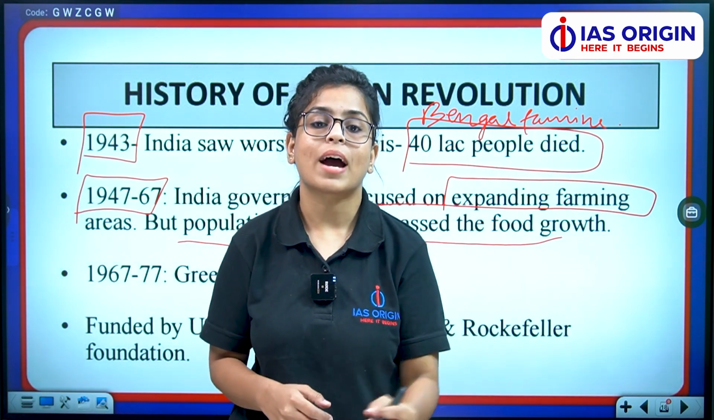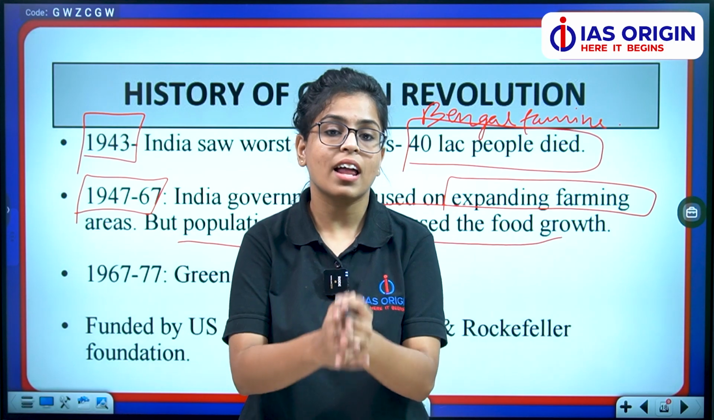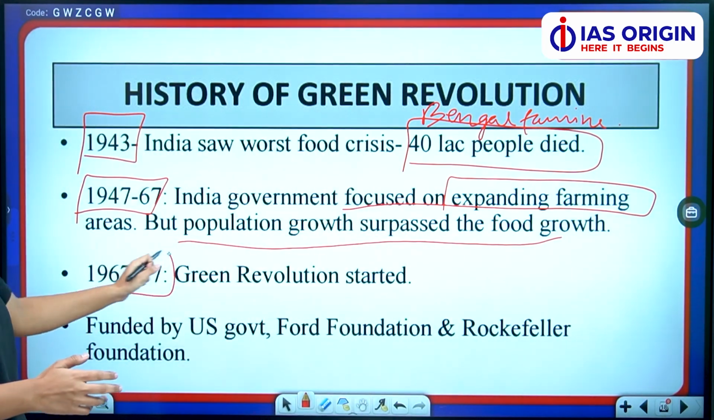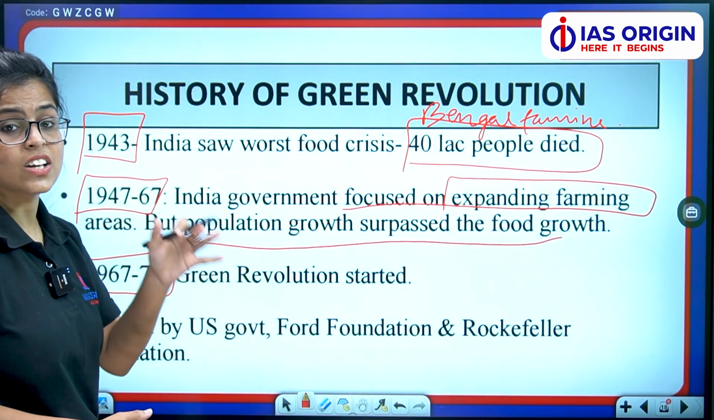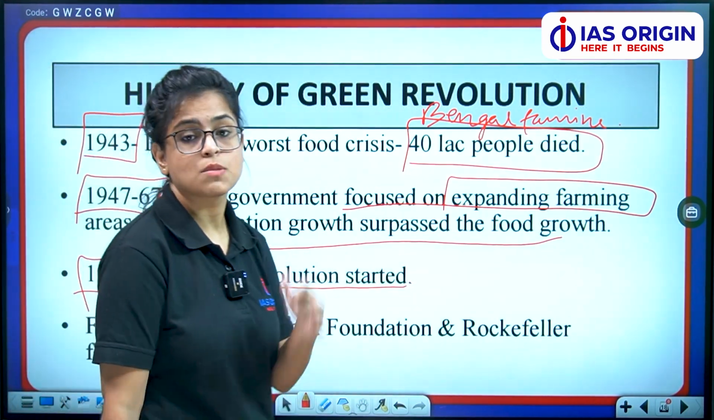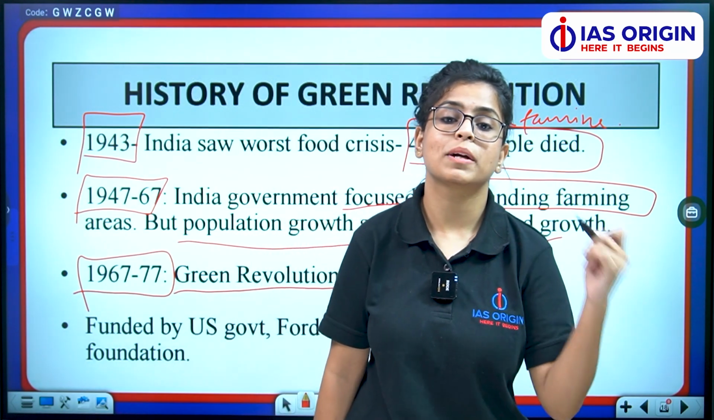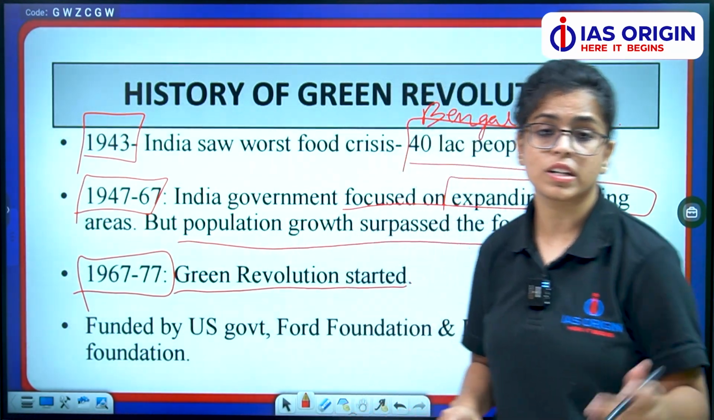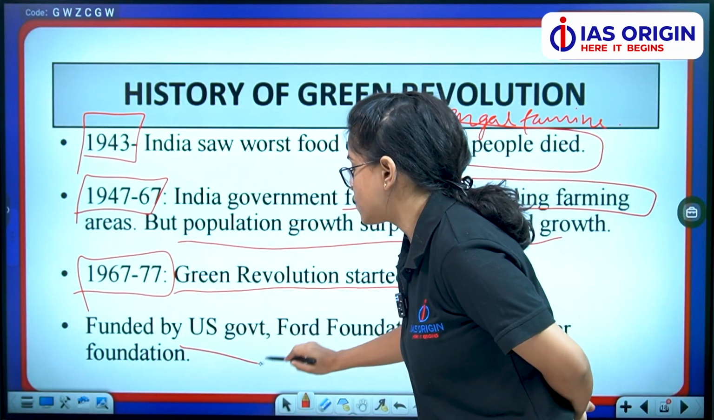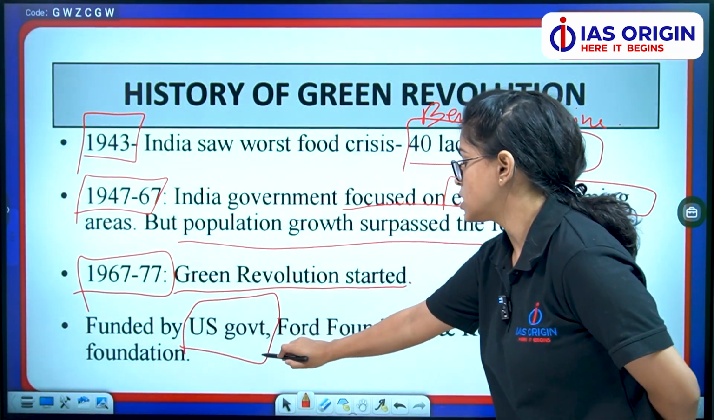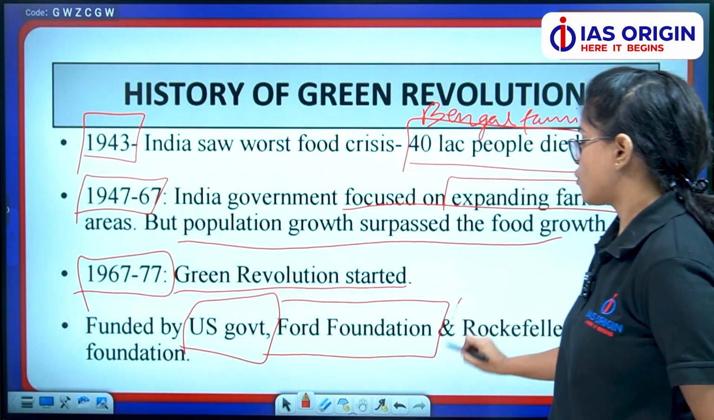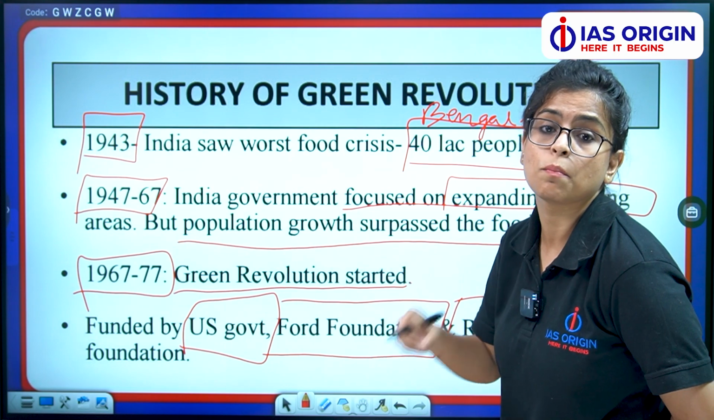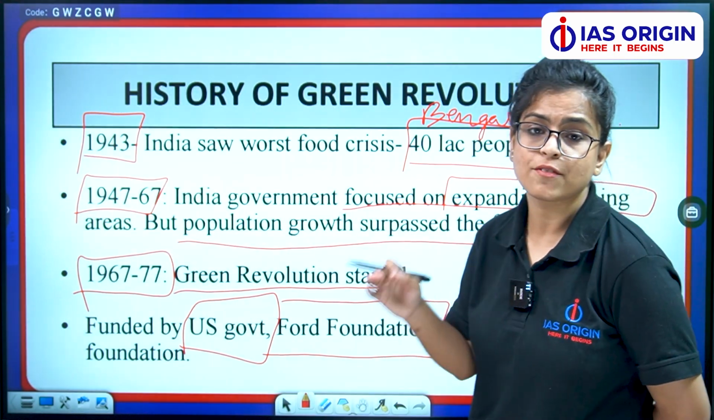Then came a bright idea of Green Revolution by none other than Mr. M.S. Swaminathan. And in the years 1966 to 1977, 10 years, Green Revolution showcased its positive impacts and changed the picture of India's agricultural system. When we talk about how this Green Revolution was funded, it was funded by various organizations like the US government, the Ford Foundation, and the Rockefeller Foundation. They funded the Green Revolution, which helped us to implement it in a better way and fulfill our needs.